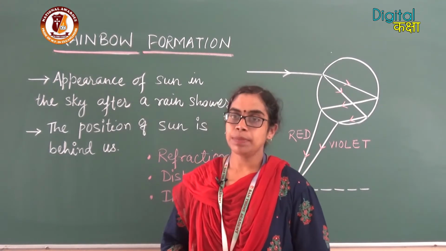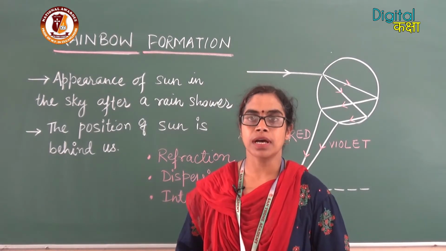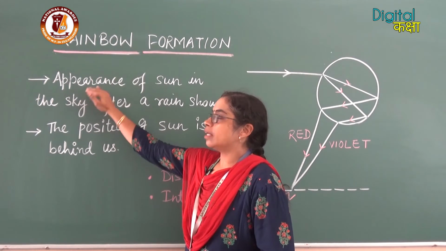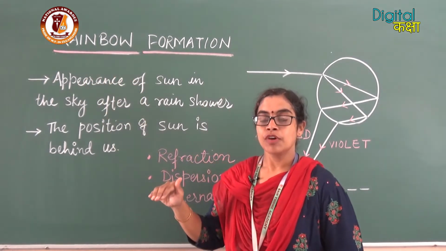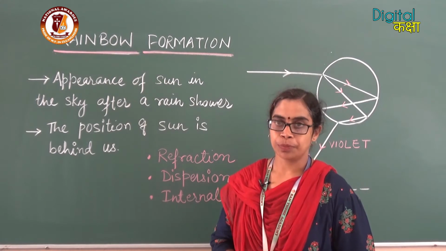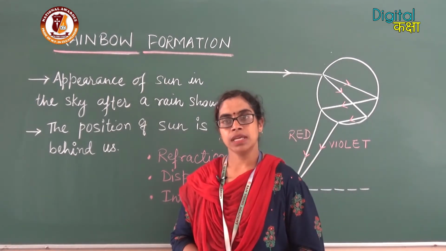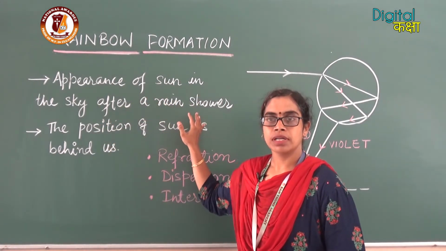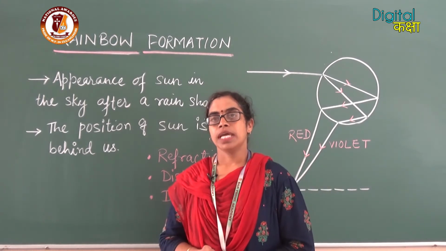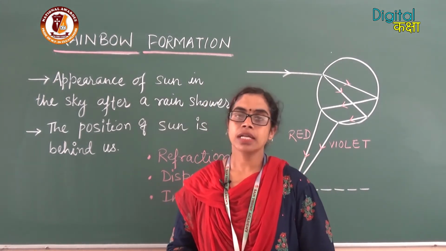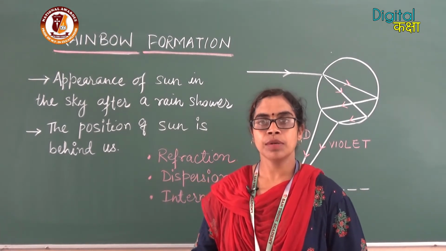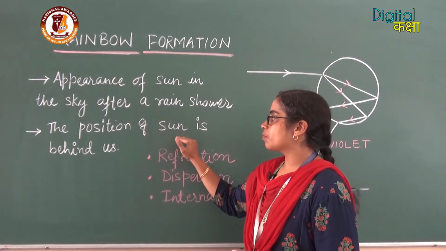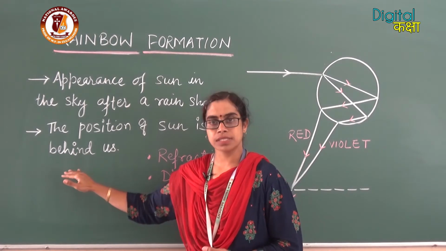Rainbow is the application of the dispersion phenomenon in nature. First of all, we have to understand what the atmospheric conditions are for the observation of a rainbow. A rainbow is always seen when the sun appears in the sky after a rain shower, that is, just after the rainfall. If the sun appears in the sky at that time, there are chances to see a rainbow. And the second condition is that the position of the sun is behind us.